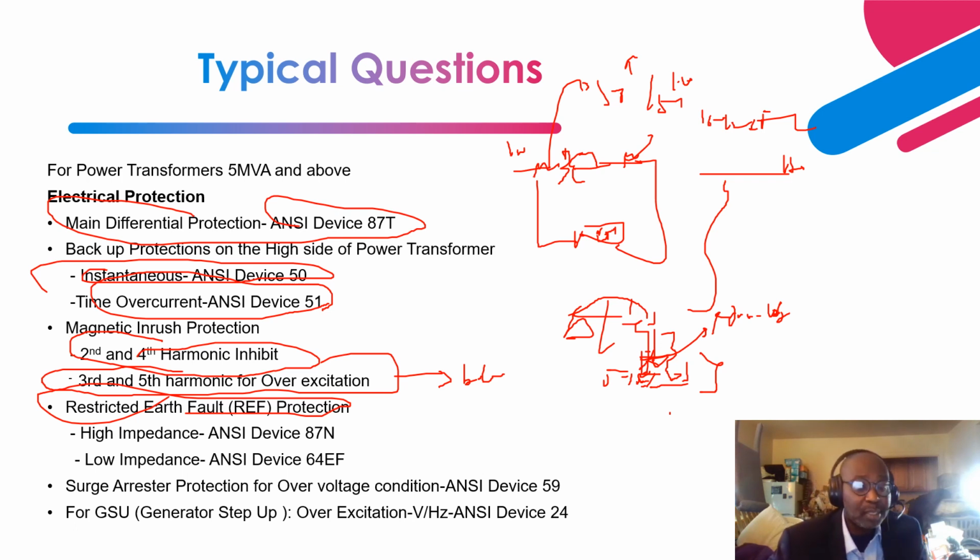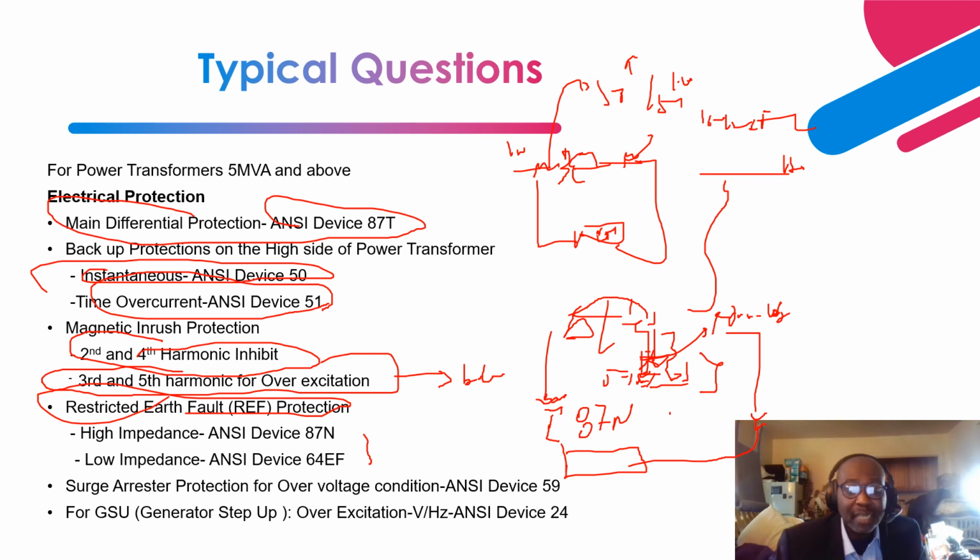But there are two types. We have the high impedance type, called 87N, which utilizes the residual of the phase CTs and the neutral CT. It compares the residual of the CT-measured phase current and the neutral current to identify if there is a ground fault. Then the low impedance type is a restricted earth fault scheme that applies in this region.